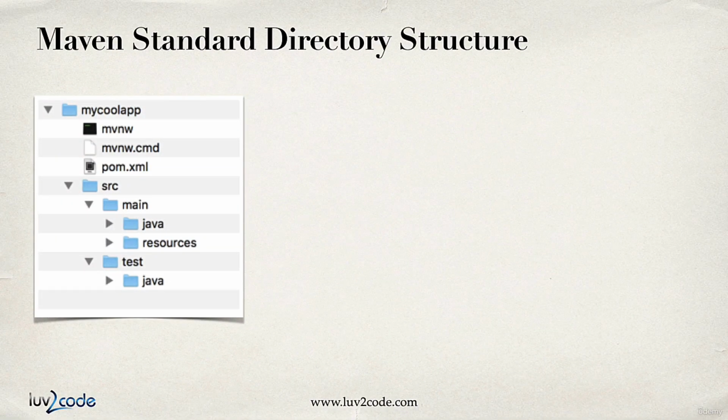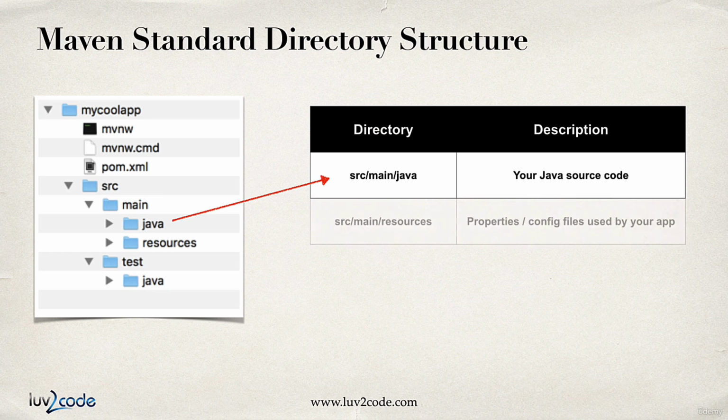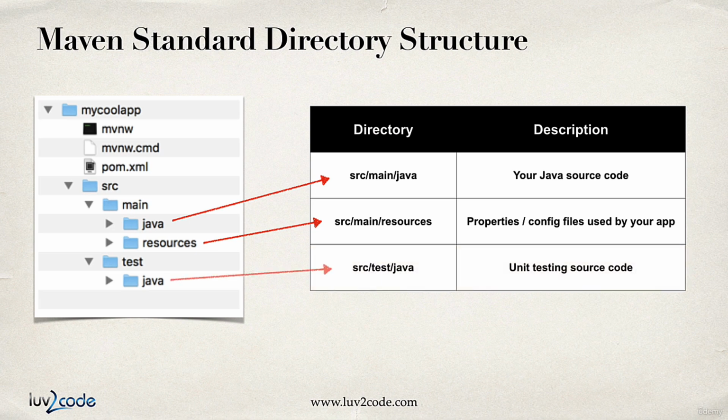First off, Spring Boot makes use of the standard Maven directory structure. For source main Java, that's where you place your Java source code. For source main resources, this is where you'll have your properties files or config files that are used by your application. And under source test Java, that's where you can place your unit testing code. So Spring Boot makes use of the Maven standard directory structure.